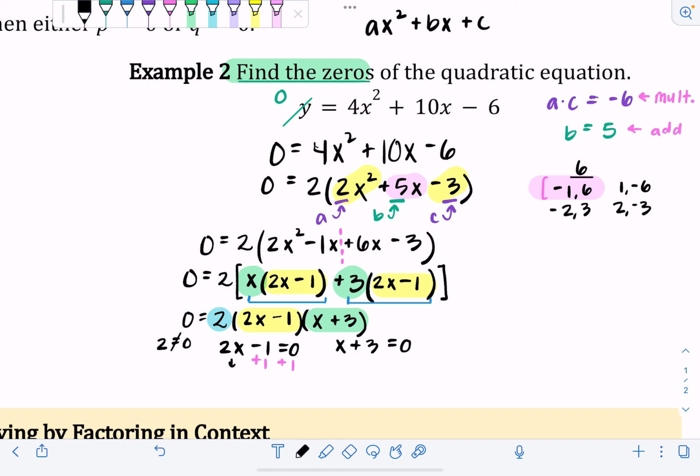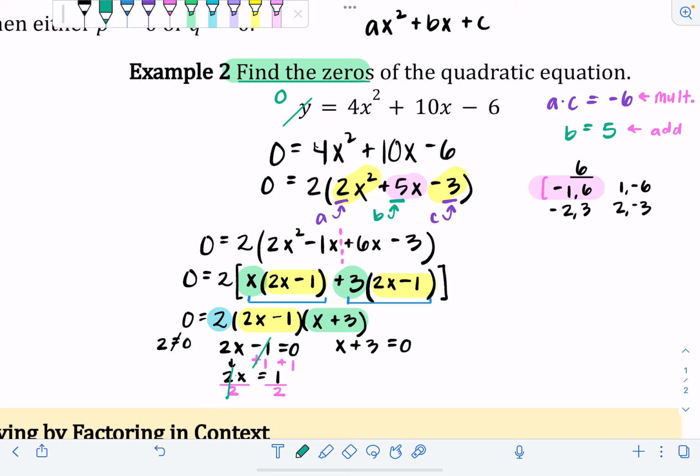So I would bring down my 2x. Negative 1 plus 1 is 0. That cancels out. 0 plus 1 is 1. And then my ultimate goal is to get x completely alone, and right now the 2 is being multiplied by it. So to undo multiplication, I would divide both sides by 2.